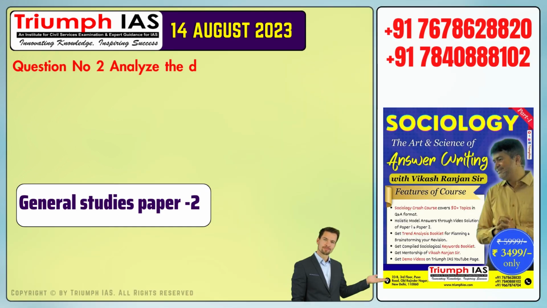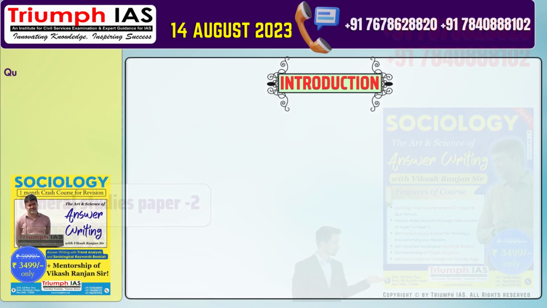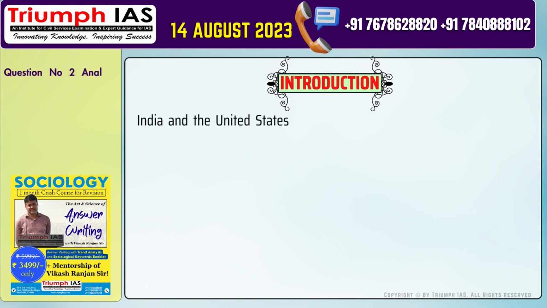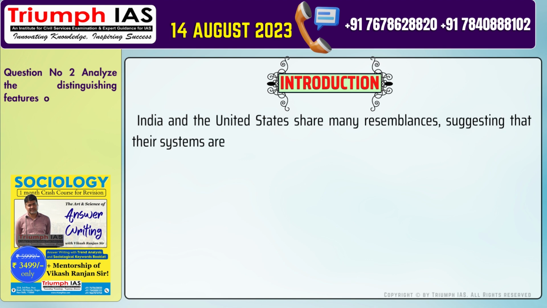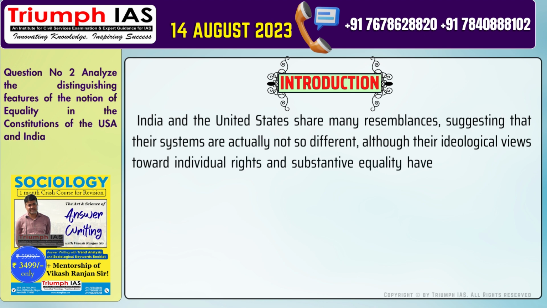Question number 2. Analyze the distinguishing features of the notion of equality in the constitutions of the USA and India. Let's start with the introduction of the answer. India and the United States share many resemblances, suggesting that their systems are actually not so different, although their ideological views toward individual rights and substantive equality have stemmed from very different constitutional regimes.